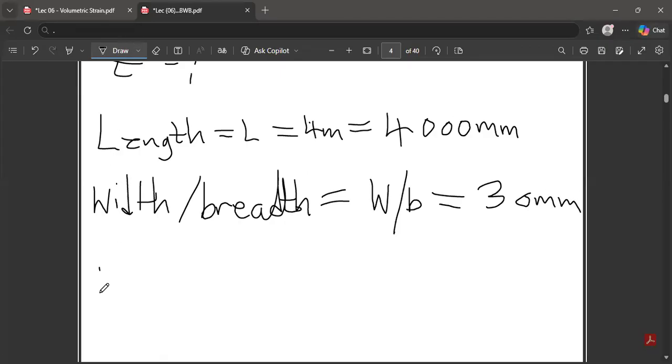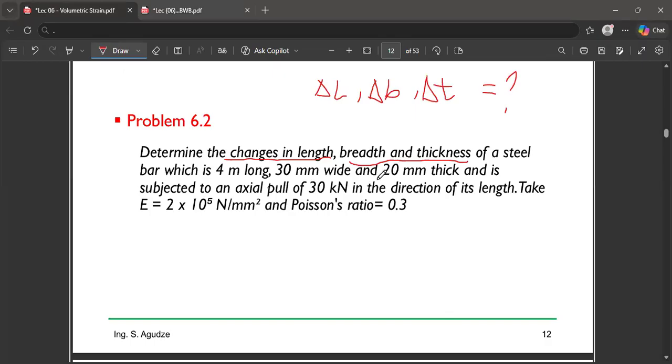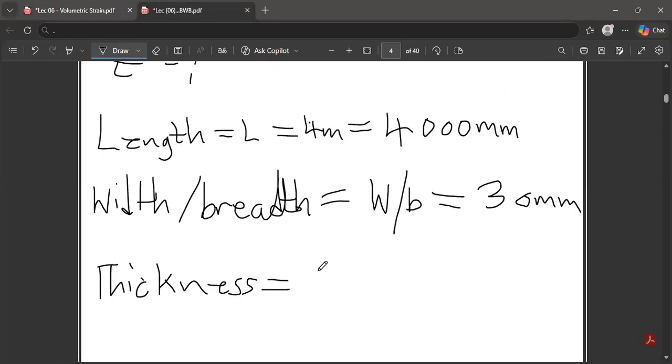And now the thickness. The thickness is equal to 20 mm, just as you are seeing over there in the question. I'm sure we all have the question by now, and this is the thickness, 20 mm. So let's quickly put that down. The thickness is the same as our T, which is equal to 20 millimeters.